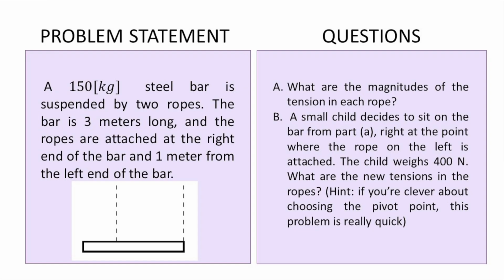So feel free to copy the problem on your notebook so that you can actually follow along. The problem statement is that we have a 150 kilogram steel bar which is suspended by two ropes. The bar is 3 meters long and the ropes are attached, one at the right end of the bar and 1 meter from the left end of the bar. The first question that we have to answer is, what are the magnitudes of the tension in each rope? So let's go ahead and start with that.